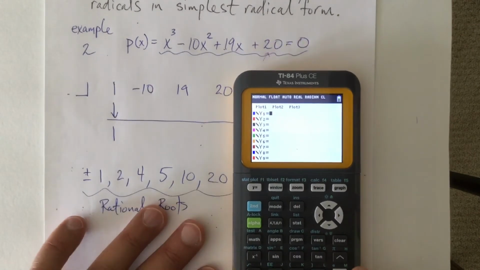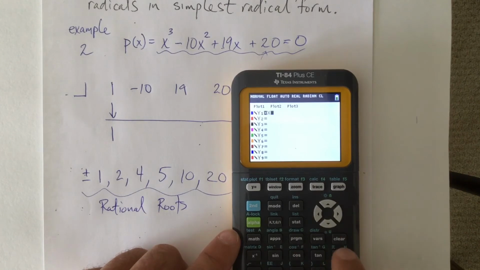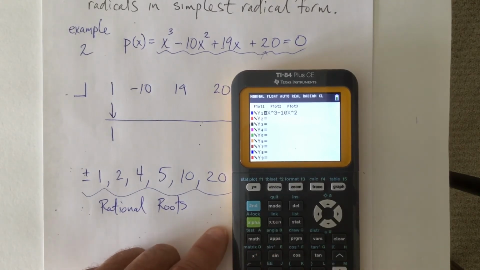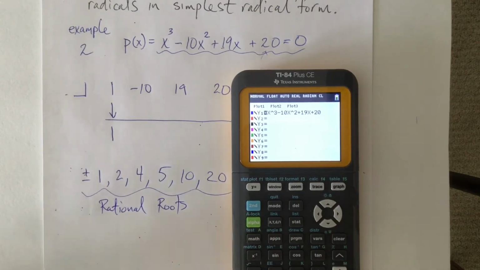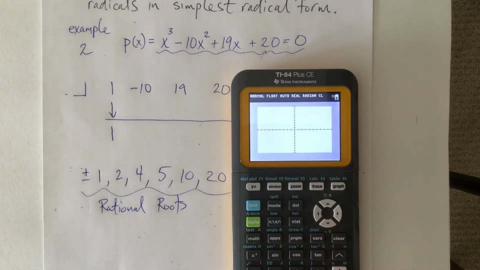The new problem that I am entering is x to the third power minus, not negative, not the bottom key, but minus 10x to the second plus 19x plus 20. Now pause the video if you need to. Make sure that you have it entered exactly as I do. I already had zoom standard, so I'm just going to hit the graph button.